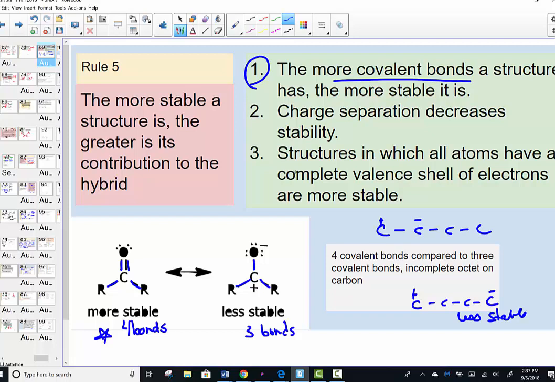And number 3, structures in which all atoms have a complete valence shell, in other words, they're all following the octet rule, will trump the day. That's a very stable configuration. Like with this carbon here, it does not have a complete octet. Therefore, it is less stable than a carbon who does have a complete octet.